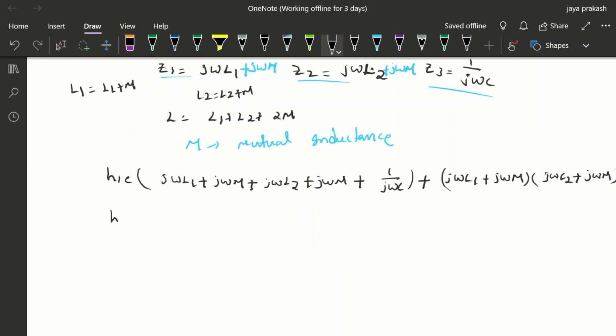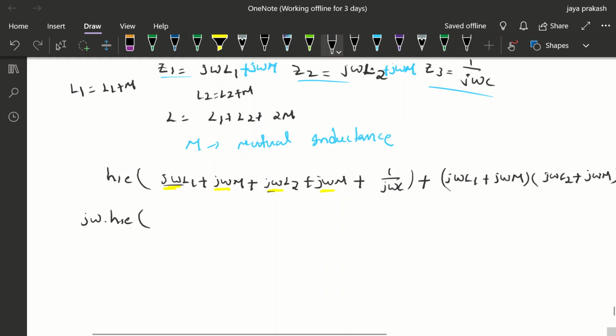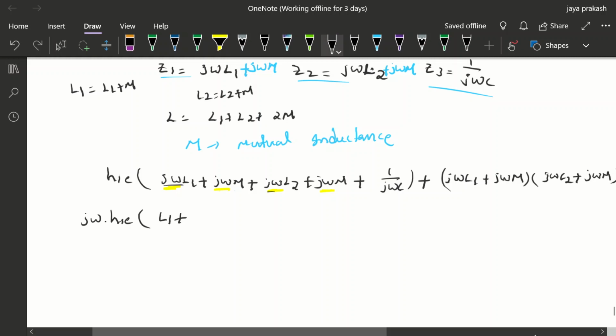Now this can be rewritten as HIE into... I can take j omega as common from all of these. See, here it is j omega common, j omega common, j omega common. Okay, so I am taking this j omega as common. j omega into HIE into L1 plus M plus L2 plus M plus 1 upon this.